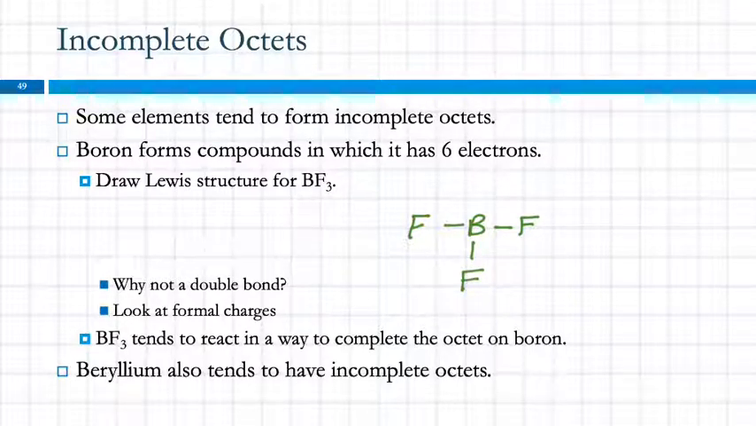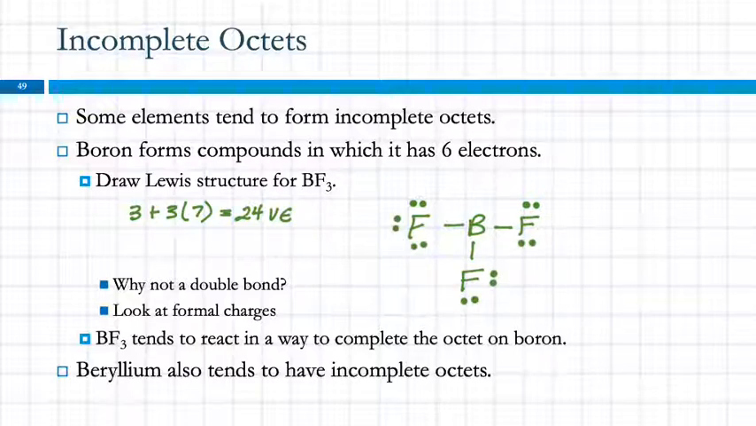And then how many electrons are we dealing with? Boron has 3 valence electrons. And we have 3 fluorines, and they each have 7. So that's 24 valence electrons. So we've got 2, 4, 6, 8, 10, 12, 14, 16, 18, 20, 22, 24. Now, does that satisfy the octet rule? No, it does not.